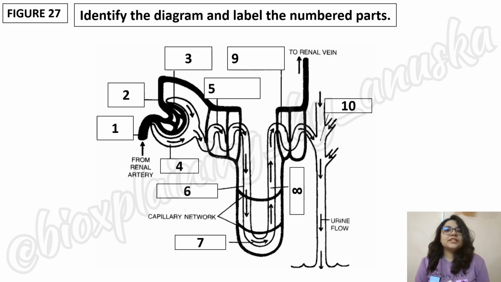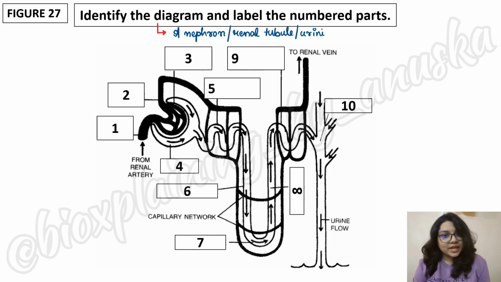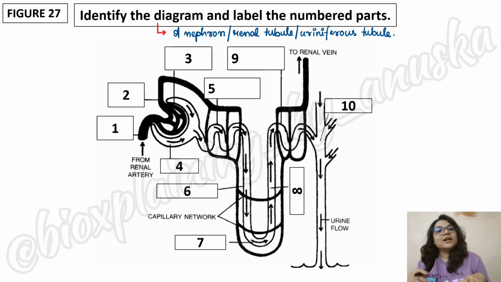Chalo, identify the diagram and label the numbered parts. Extremely simple. This is the diagram of a single nephron. A nephron or a renal tubule, also known as uriniferous tubule, is known to be the structural and functional unit of the kidney. Let's start with part 1.